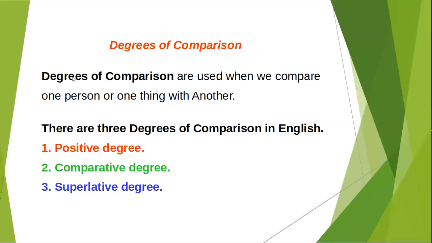So the definition of degrees of comparison is that it is used when we compare one person or one thing with another. In English, we have three types of degrees of comparison. What are they? Positive degree, comparative degree, superlative degree. First one, positive degree. Second one, comparative degree. Third one, superlative degree. Now let us see what is meant by positive degree.